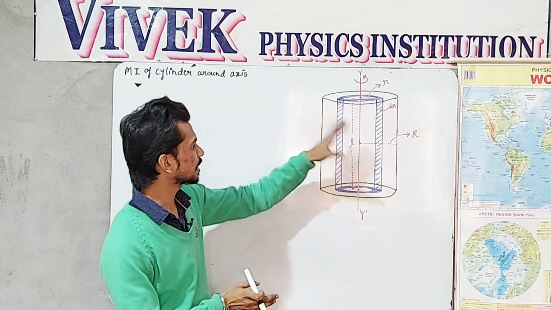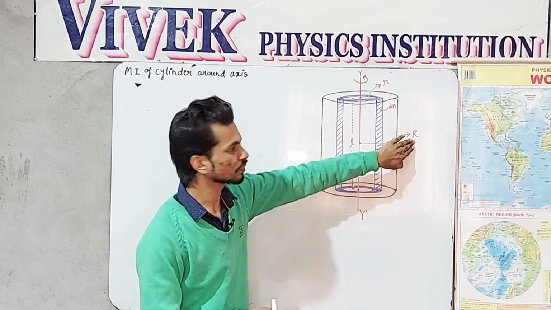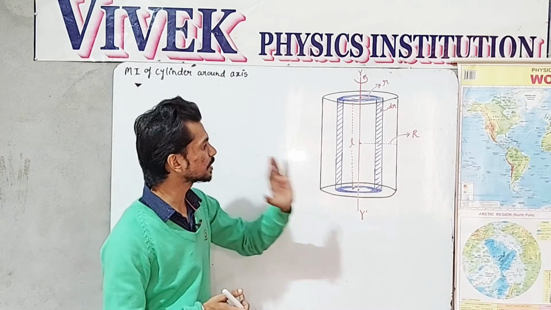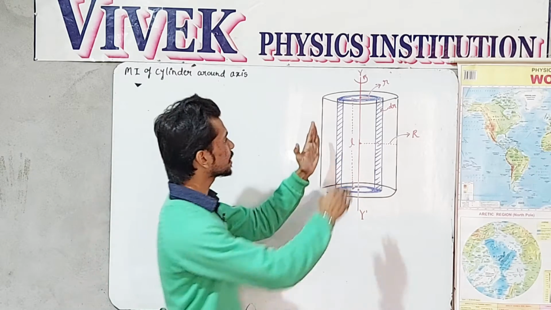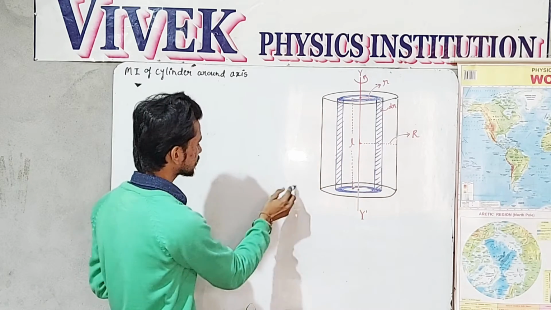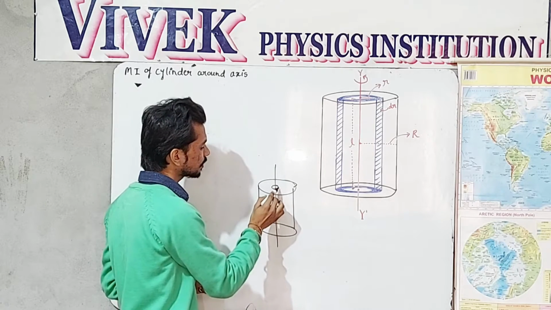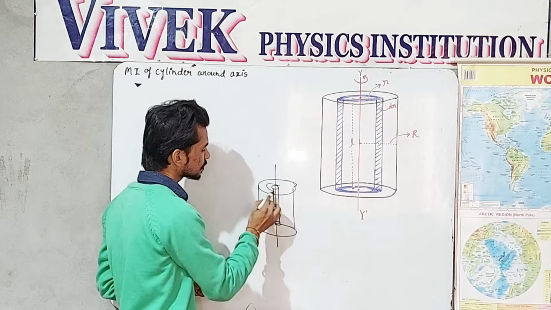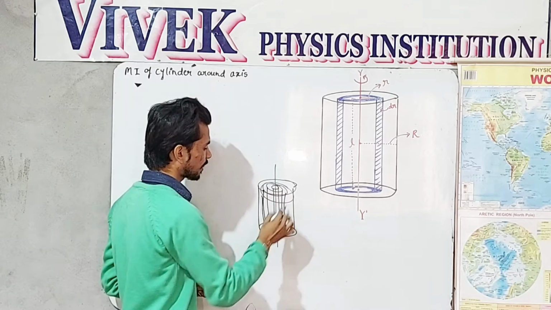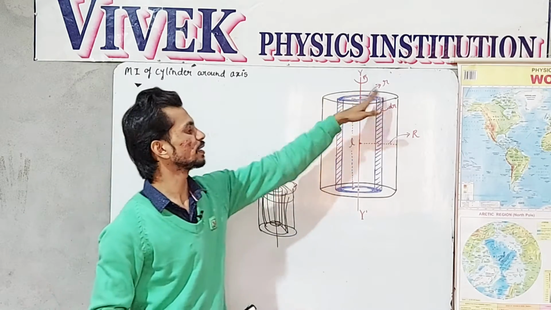Here the length of the cylinder is taken as L, and the radius of the cylinder is taken as R, and we can also assume that this complete cylinder is made up of cylindrical cells. Okay, what I mean by cylindrical cell: let's say this is a cylinder. It can be regarded as made up of a number of small cylinders, and one such cylindrical cell I am taking here.